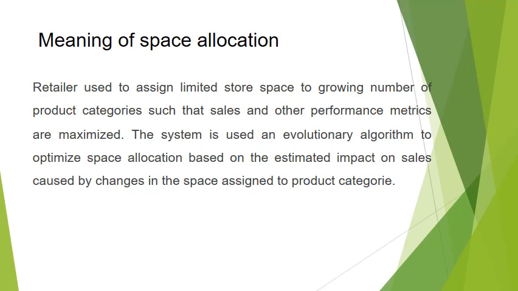The design used an evolutionary algorithm to optimize space allocation based on the estimated impact on sales caused by changes in the space assigned to the product category. In short, space allocation means providing the right space to each and everything in the store. It helps to get the satisfaction of the customers. Space allocation tools are available that enable retailers to determine the optimum space for the fixtures and merchandise based on the analysis of the product placement, usage, and performance.